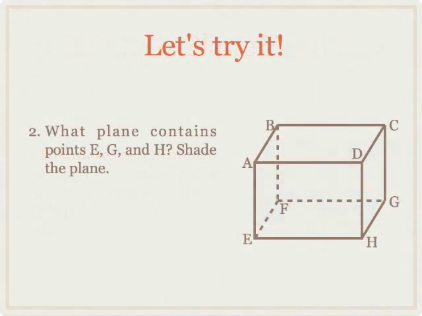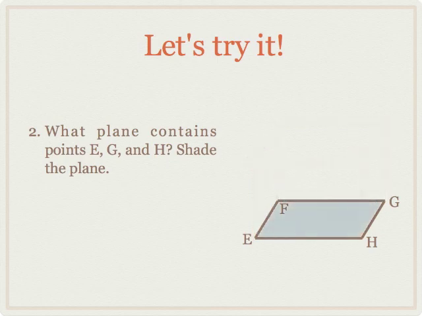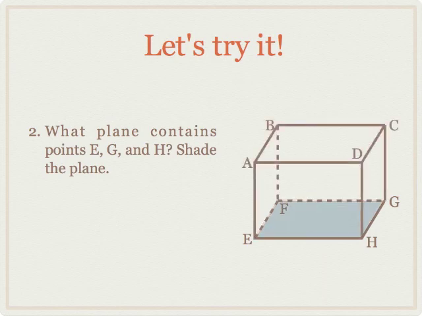So let's try it. What plane contains points E, G, and H? Shade the plane. Looking at our figure, we can see that points E, G, and H are down on the base of the figure. So we would shade in the bottom of the figure.